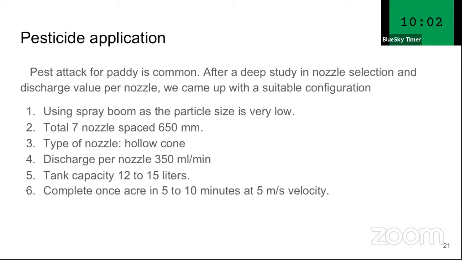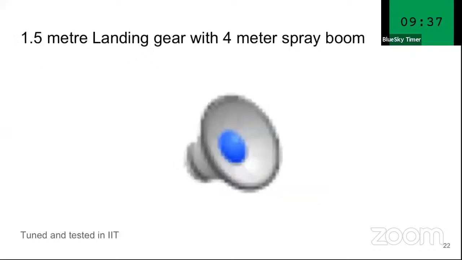We used, as I said before, about 7 nozzles spaced about 650 millimeters apart, and we used a hollow cone type of nozzle, and the discharge rate is about 350 millimeters per minute. And we have used tank capacities between 12 to 15 liters. And this can complete 1 acre in about 5 to 10 minutes at about a 5 meters per second velocity of rastering along one side of the farm.